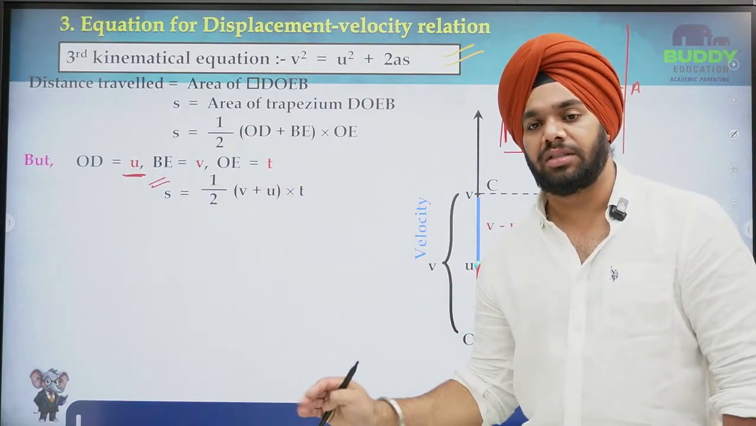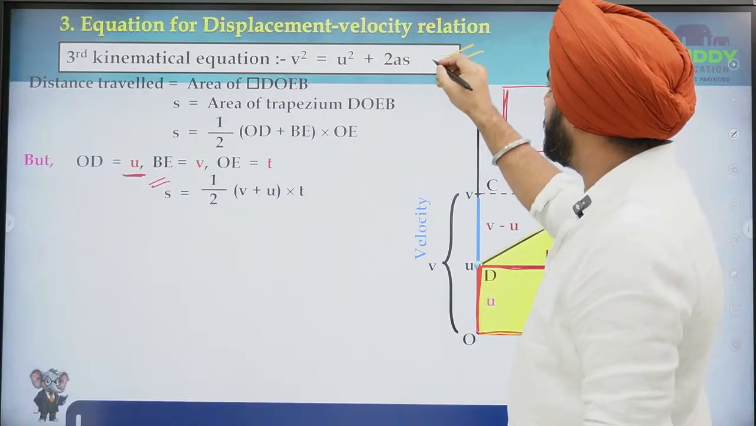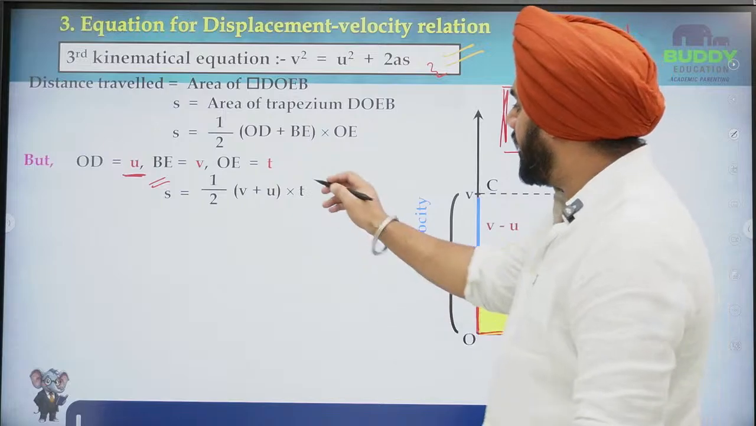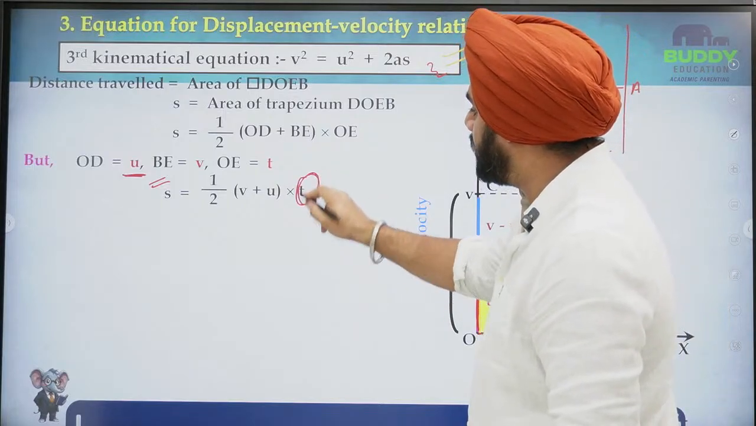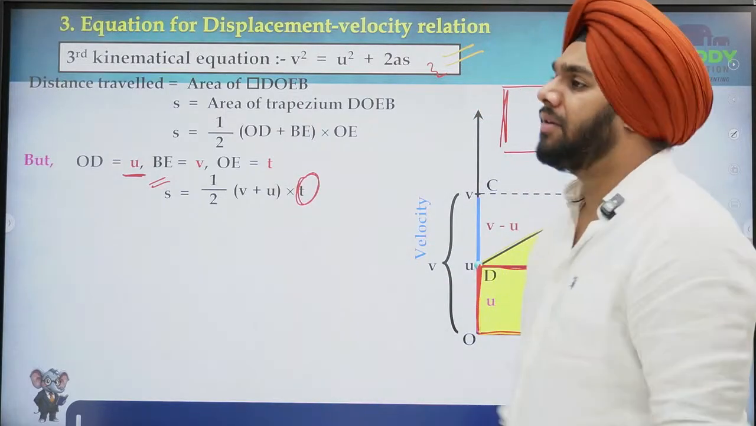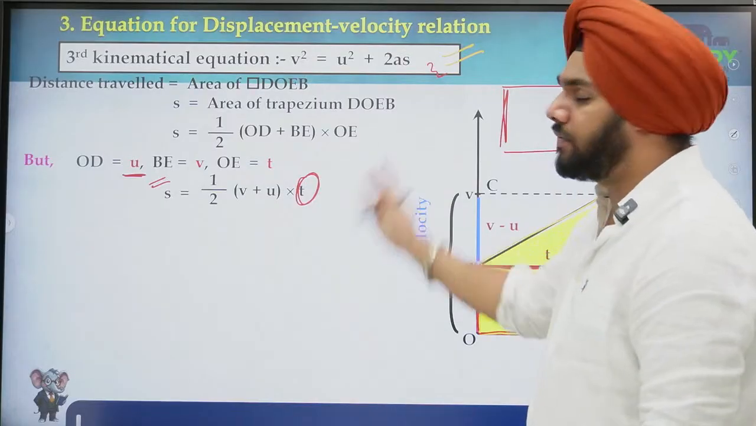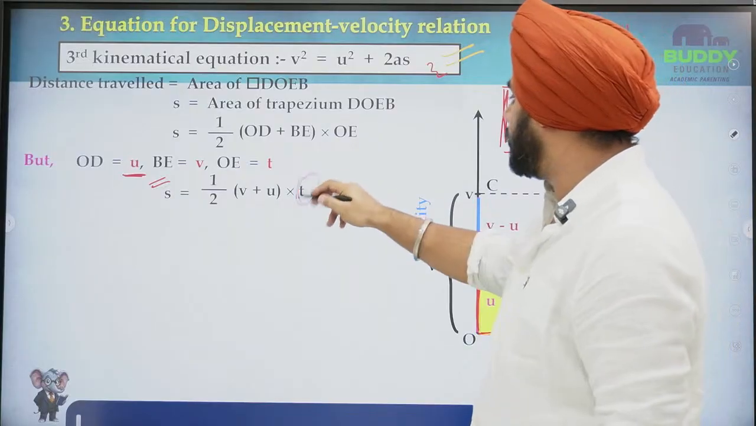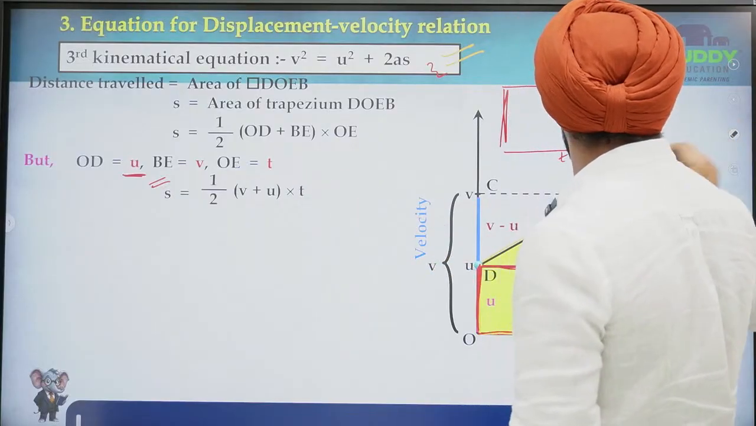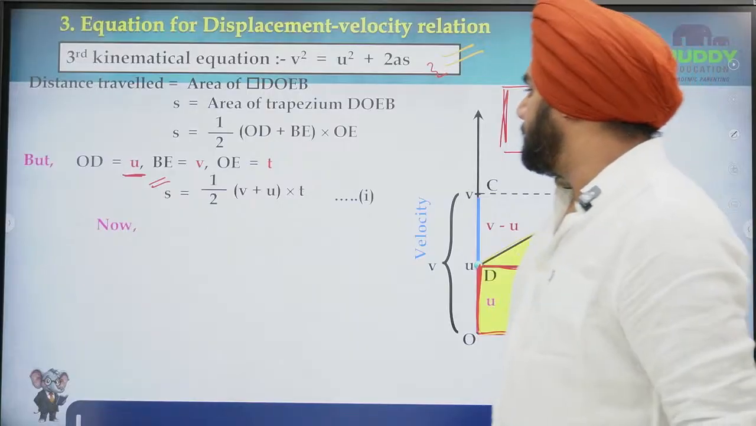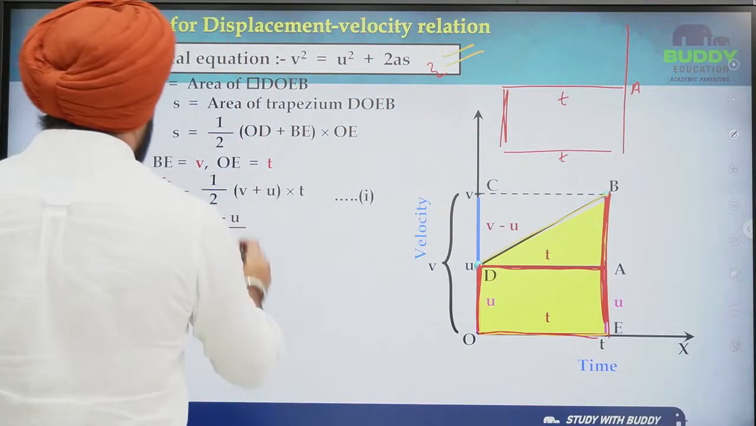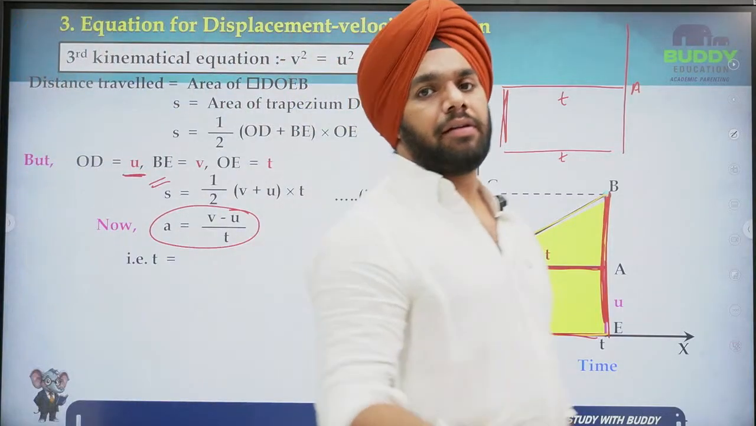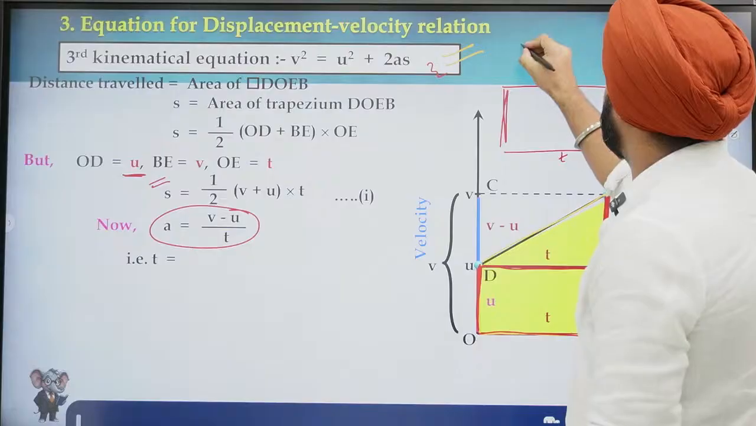Now what we have to see is, in third equation of motion there is no time, right? Then we have to change this variable into some reasonable variable, so that we can remove this time. So what we will do here is, take a look. Now acceleration is equal to V minus U by T. So in the place of T, what we can write is V minus U by A.